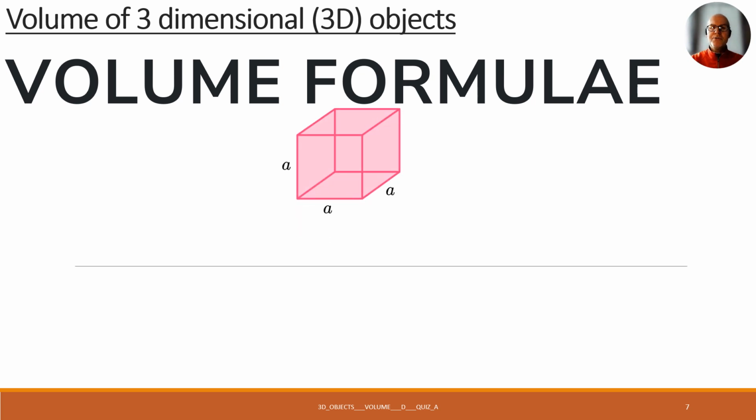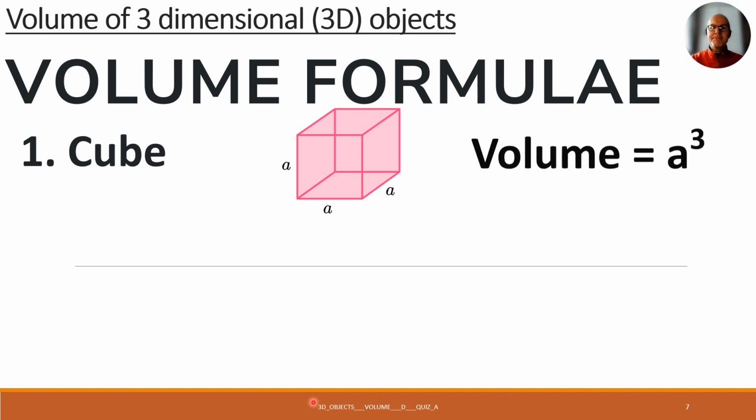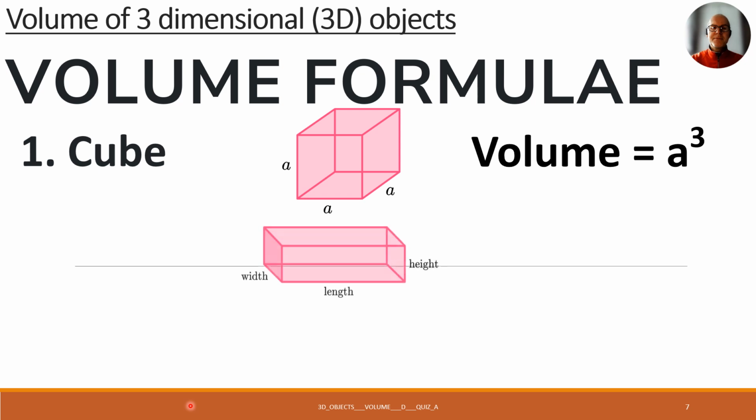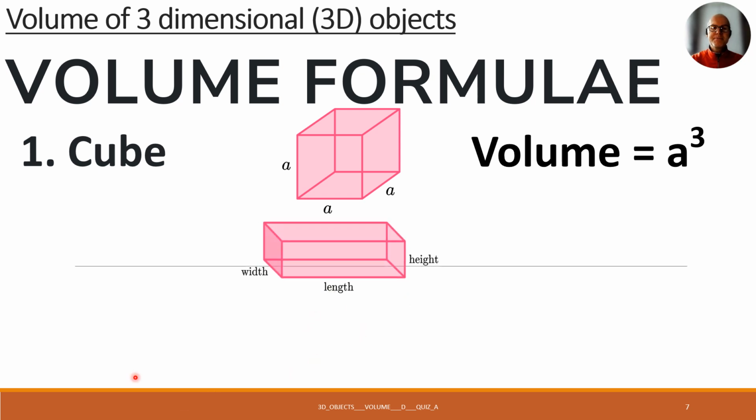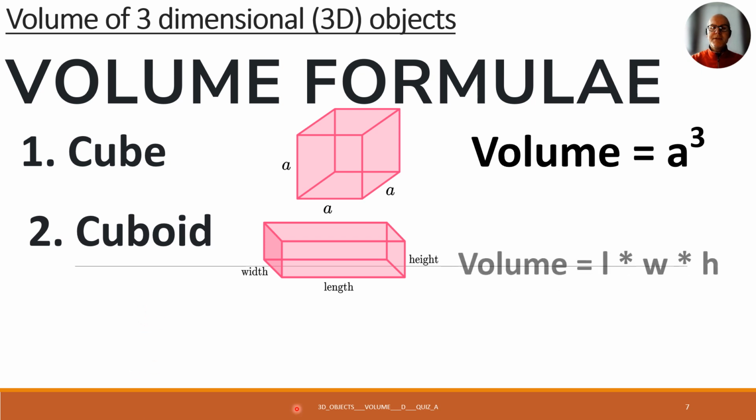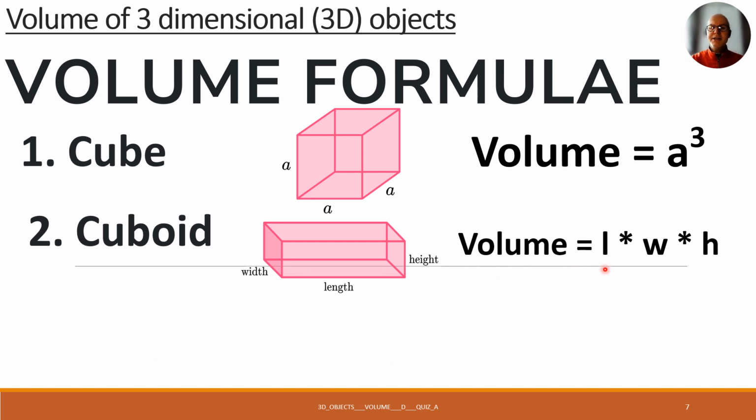Here's a reminder of the volume formula. So first object is a cube. Can you remember the volume formula for a cube? Yeah, it's A cubed. So A times A times A. What's this shape? Yeah, it's a cuboid. The volume formula for a cuboid is length times width times height.